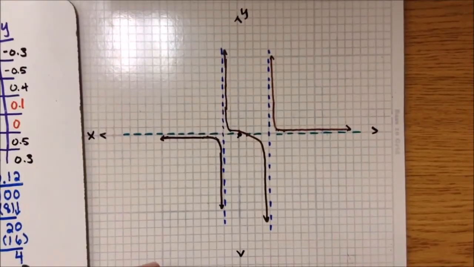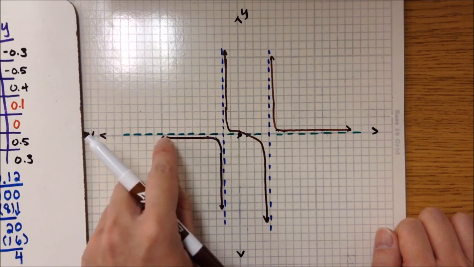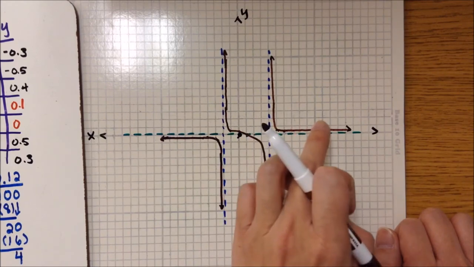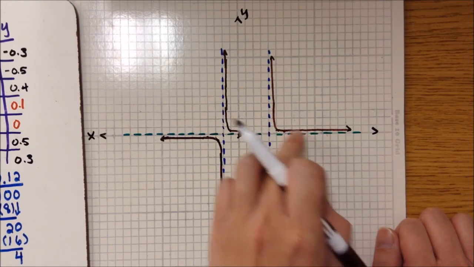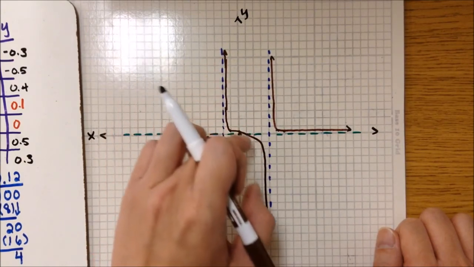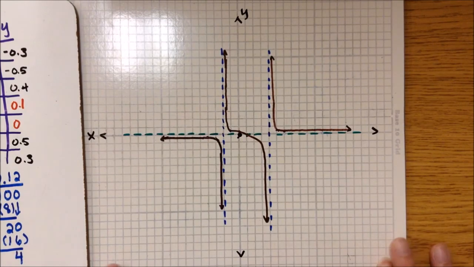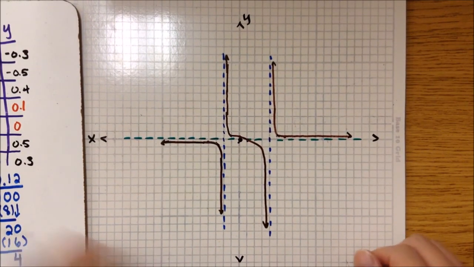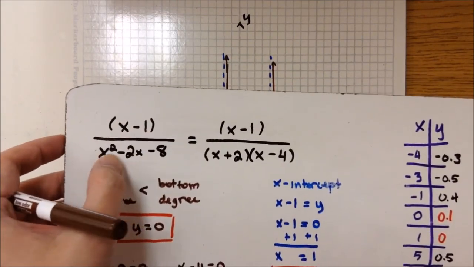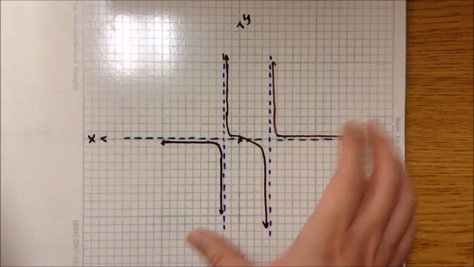So here's our graph. This is the left side. Again, this one won't cross the horizontal asymptote, neither will it cross the vertical. Same thing on the right side. It won't cross the horizontal asymptote, nor the vertical asymptote. But in the middle, it crosses the horizontal asymptote, but not the vertical asymptote. So this is the graph for the function (x - 1) / (x^2 - 2x - 8). Now if you graph this in decimals, you will see a similar graph just like this.